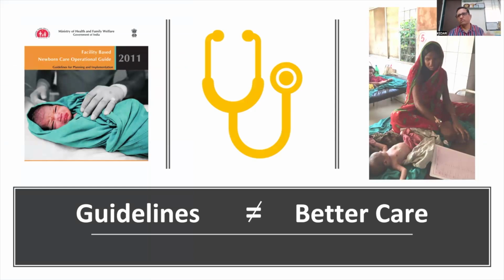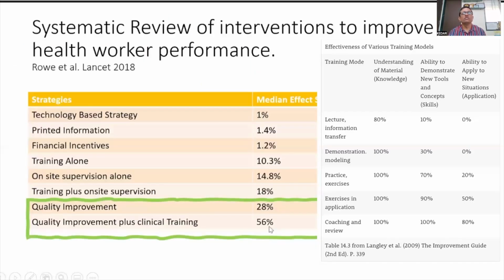You build the infrastructure, you train the people, you make guidelines, you incentivize, you punish them. That hasn't been found to improve the quality of care. Now, this is a slide demonstrating the systematic review of interventions done to improve healthcare worker performance. This also appeared in the Lancet in 2018. And the impact of each intervention has been shown in the table.